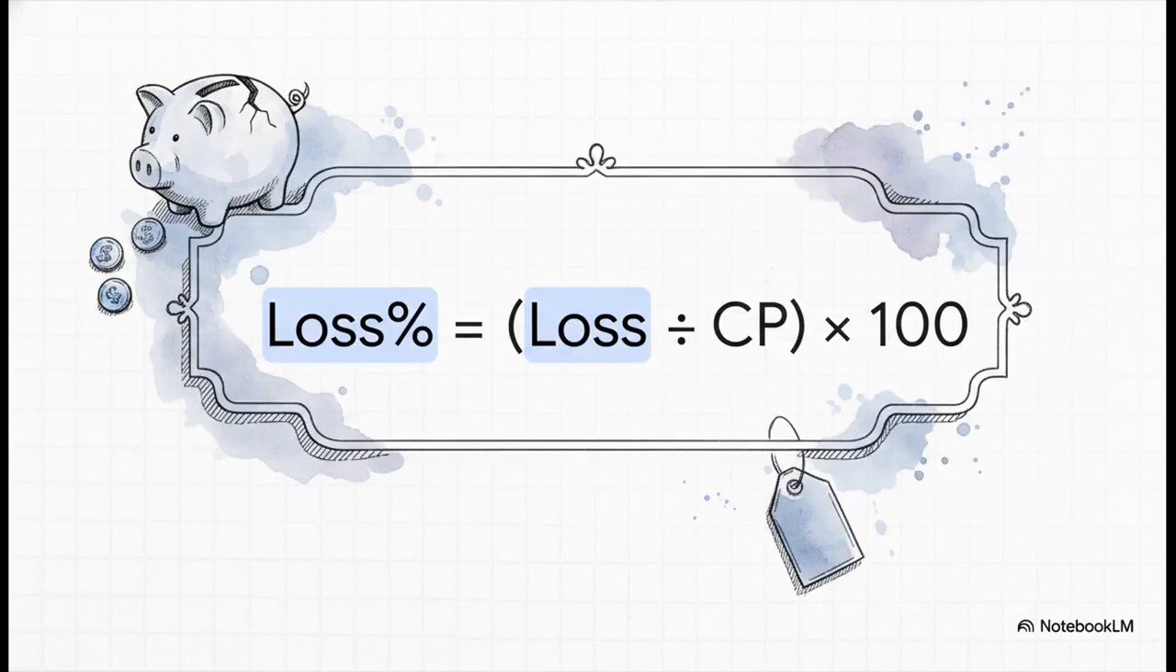So what happens if you have a loss? Well, here's the best part. If you get the profit formula, you already know the loss formula. Seriously, it's the exact same logic. You take the loss amount, divide it by, what was our golden rule? The cost price, and then multiply by 100.